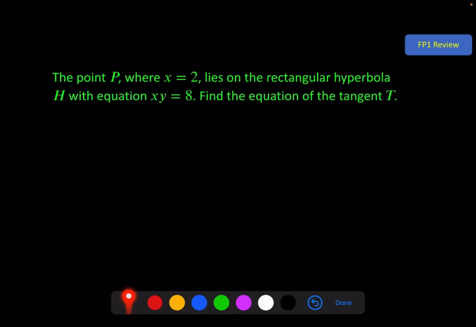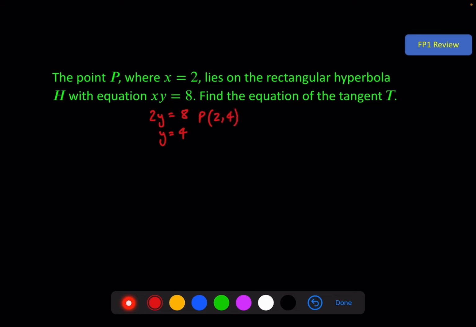So the point P, where x equals 2, lies on a rectangular hyperbola with this equation. And we want to find the equation of the tangent t. But before I do that, I'm going to put x equals 2 into the equation to find the corresponding y coordinate. So our point P has coordinates 2, 4.